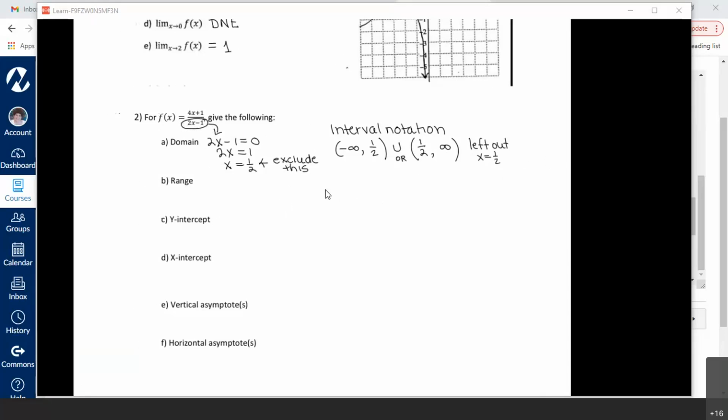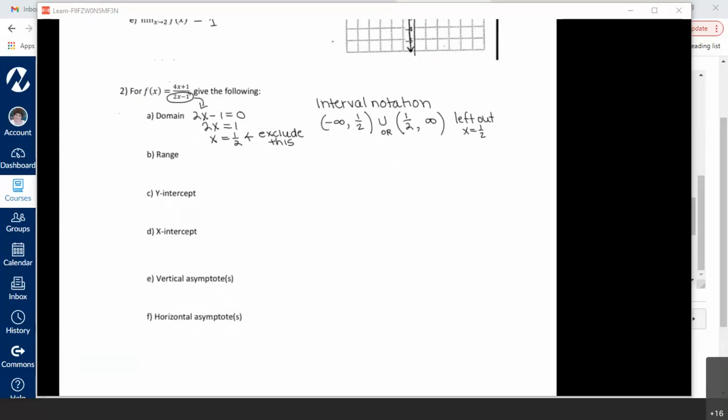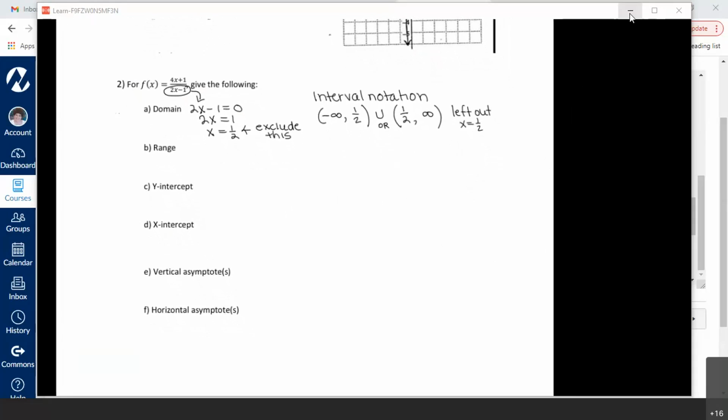Because again, remember what these graphs tend to look like. They tend to look something like this. They have a horizontal asymptote and vertical asymptotes, and that's going to decide what you leave out of the domain and what you leave out of the range. Let's graph it so you can see. I'm going to go over to Desmos.